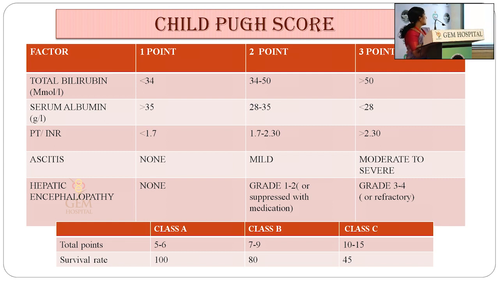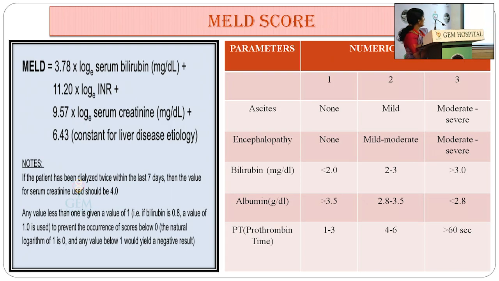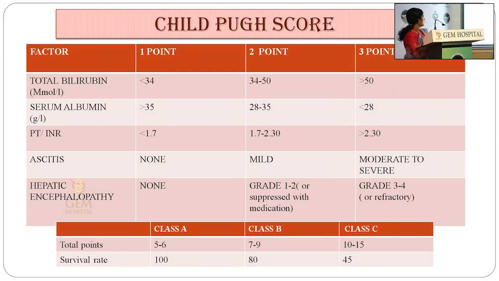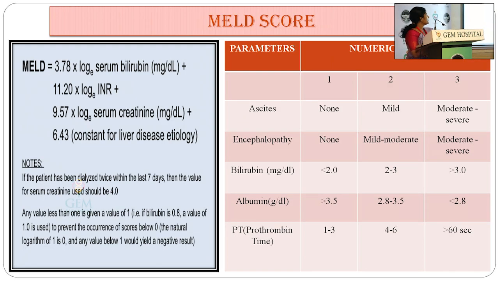This is the Child-Pugh score, and these are the things we assess for calculating the Child-Pugh score. And in the MELD score, this is the formula for calculating it. If it is more than 14, we will go for liver transplant. And in our hospital, nowadays we are using the MELD score.